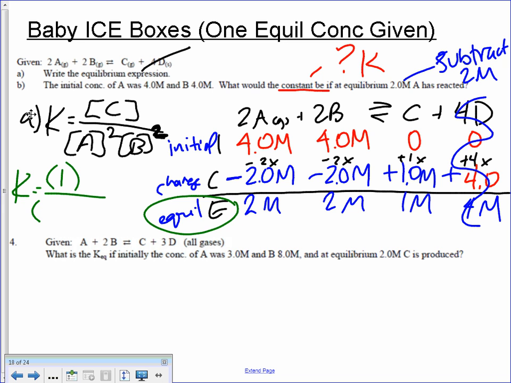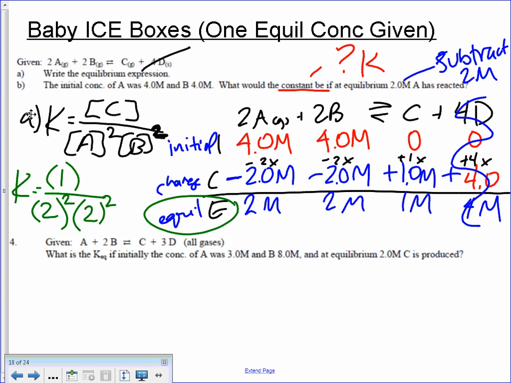2 for A, right? And then what happens to A's concentration? Squared. And then B? 2 as well. It's also squared. Sorry, mine's a blob there. Okay, so what's 2 squared times 2 squared? 16. What's 1 over 16?